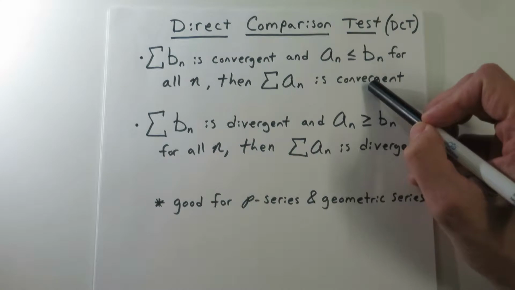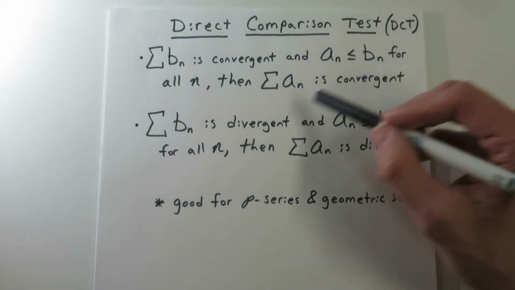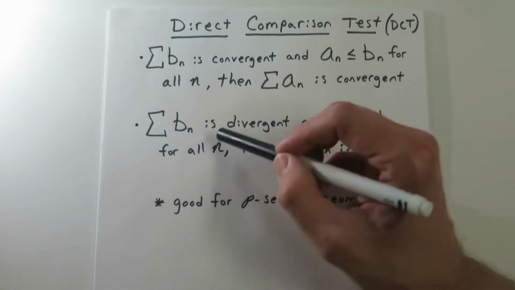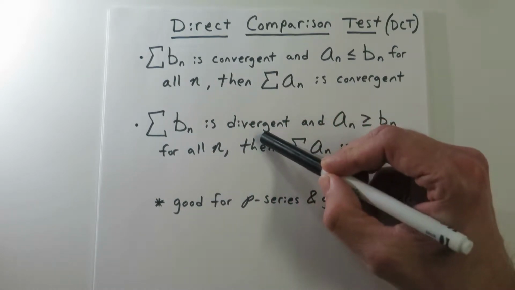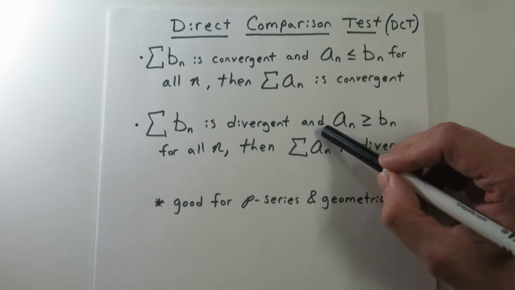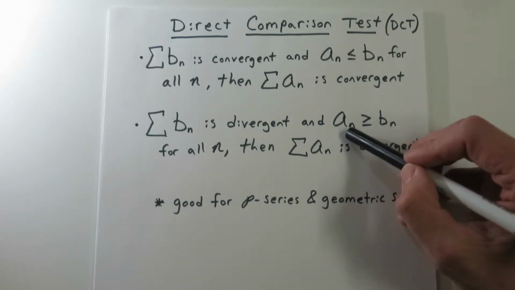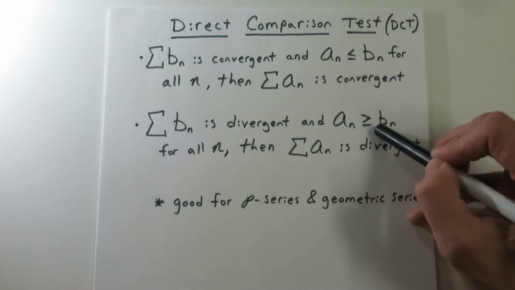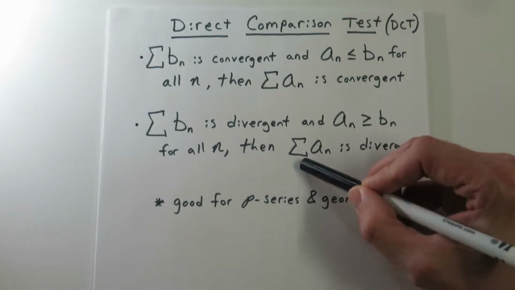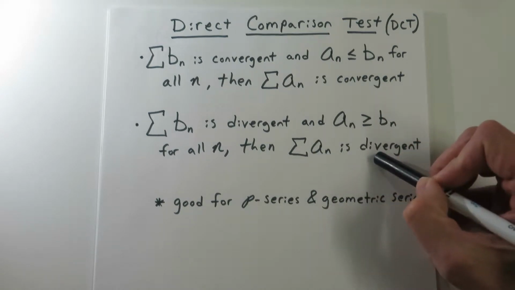And similarly, but vice versa, if we have some series of b sub n that is divergent, some known divergent series, and we have some other a sub n that is greater than or equal to b sub n for all n, then the series of a sub n is also going to be divergent.